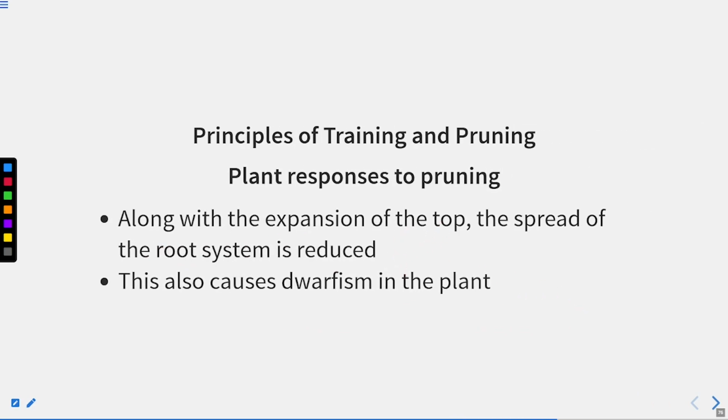Along with the expansion of the top, the spread of the root system is reduced. So when the expansion of the top is more, the spread of the root system gets reduced. So this also causes dwarfism in the plant.